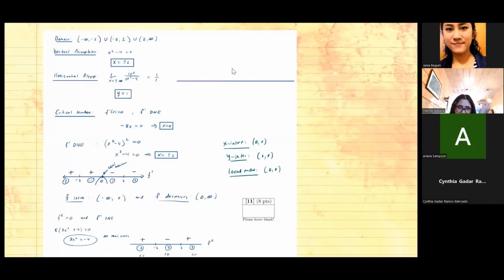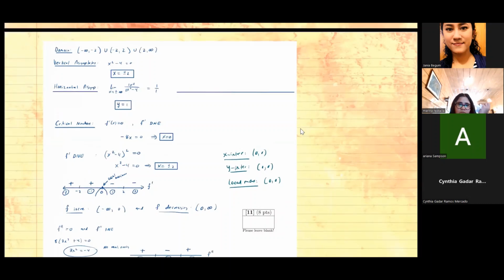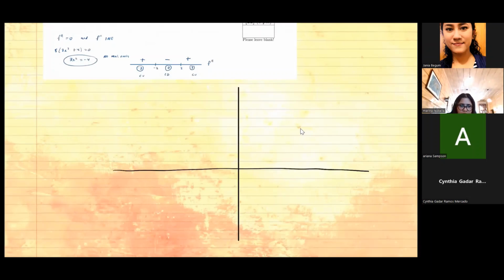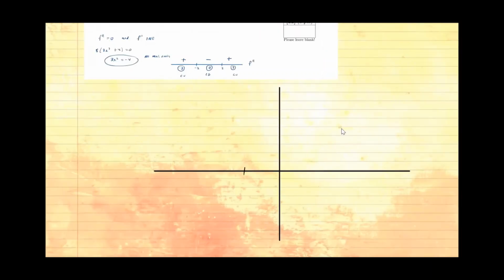Okay, so for the domain, we know that it's continuous everywhere except for 2 and -2. You have vertical asymptotes. So let's draw that. So here's our xy plane. And the vertical asymptotes are at -2 and 2. So I'll draw them right here, indicating using a dotted line.